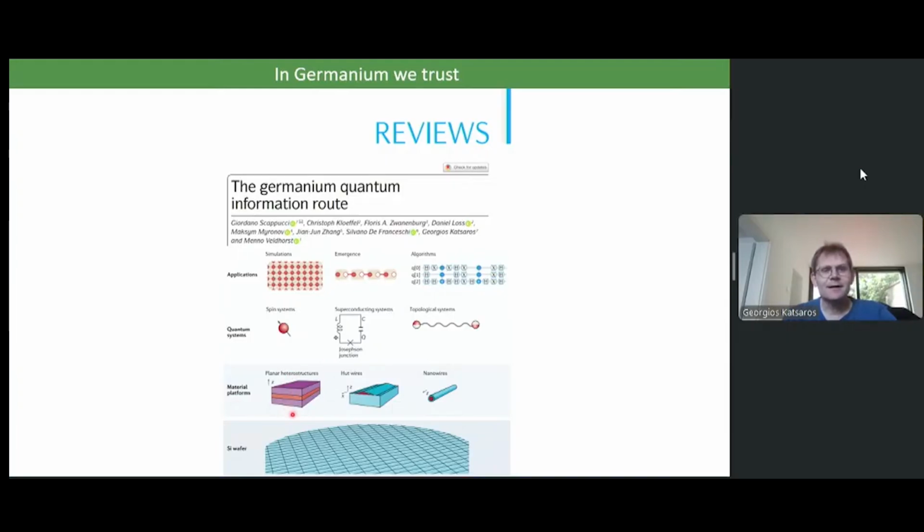And the idea at that time was to say that by using planar germanium, you can create spin qubit systems. You can use superconducting systems. Actually, my group has realized a germanium gate tunable transmon device. And there are also ideas that one could use germanium to create minimal Kitaev chains to move towards Majoranas. And then, of course, one can dream big of applications, simulations, emergence, and algorithms.